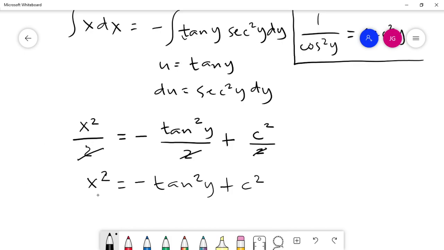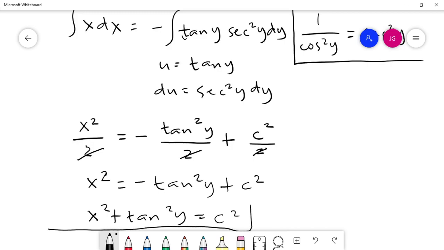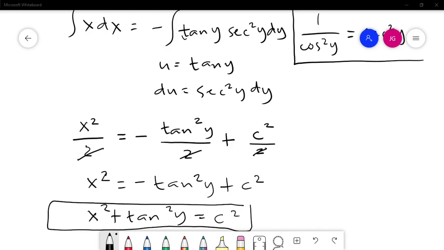Then transpose tan, negative tan, to the left side: x squared plus tan squared y is equal to c squared. Then final answer. Okay, thank you guys.